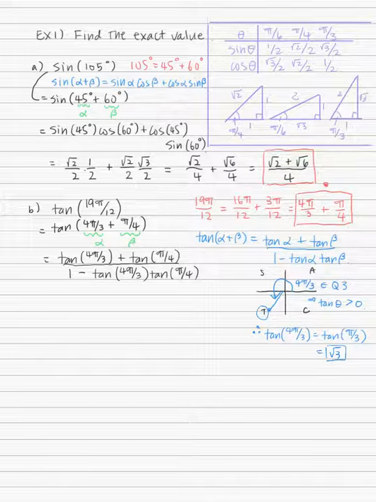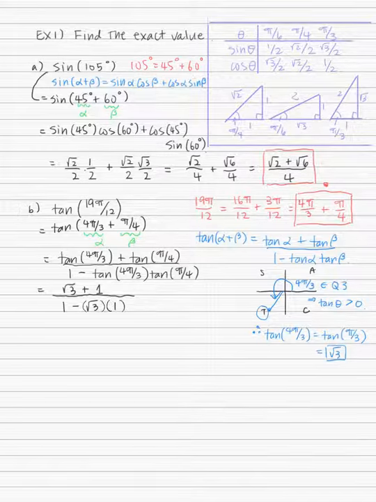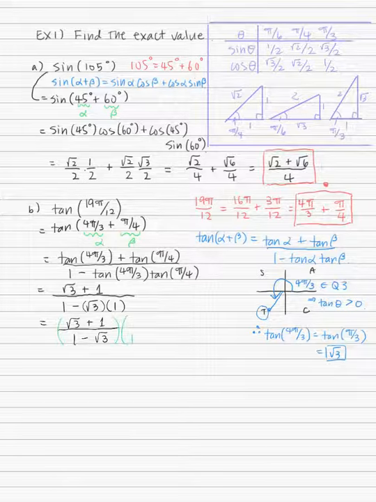Okay, so now let's plug it in. So tangent of 4 pi over 3 is square root of 3 plus tangent of pi over 4 is 1. Whole thing dividing by 1 minus root 3 times 1. I don't know why I put the parentheses there. So this is going to be root 3 plus 1 over 1 minus square root of 3. Always rationalize your denominator. So what we need to do is multiply the top and the bottom by the conjugate of the denominator, which is 1 plus root 3.